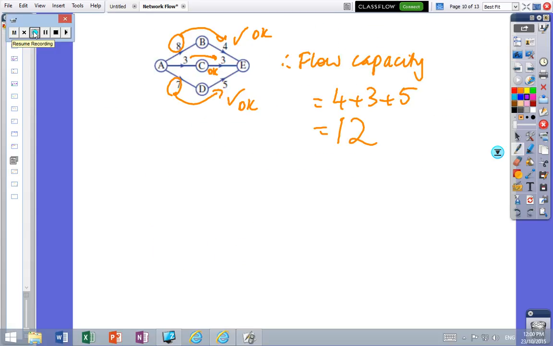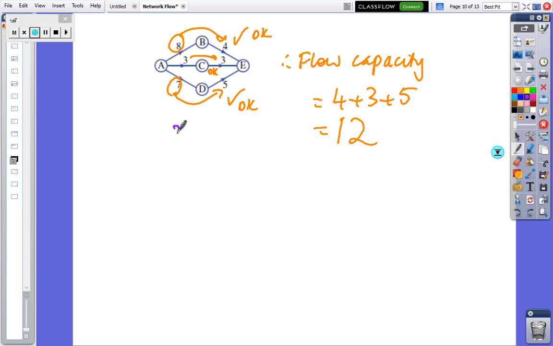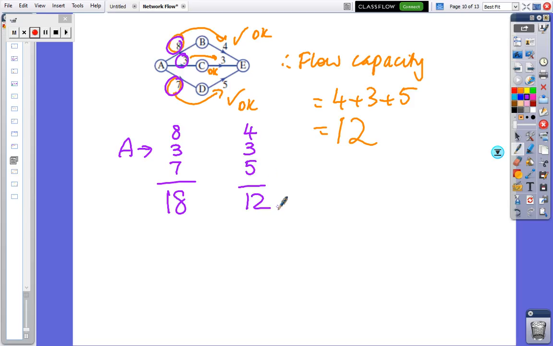Here's another example from the exercise that you'll be doing soon. So at the start, coming out of A, we've got 8, 3, and 7. So we're starting with 18. And at the end, we've got 4, 3, and 5, which is 12. So we just have to make sure that 12 can be delivered.